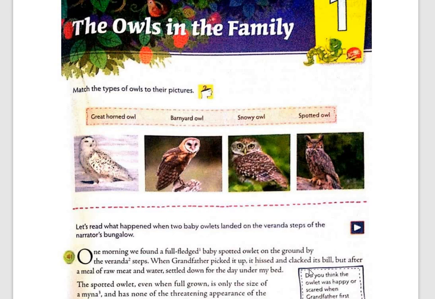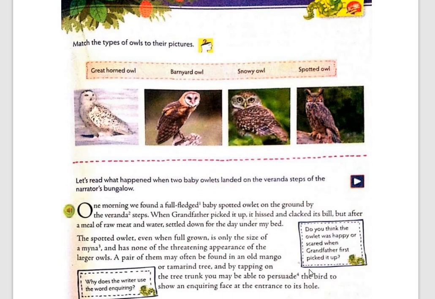Whatever the narrator is saying, we will say that the narrator said it. The spotted owlet, even when full grown, is only the size of a myna. Myna is a bird which all of you are acquainted with. You have seen it. It's a very famous pet, and we all are acquainted with it. So the narrator is now giving us the description of the small owlet.